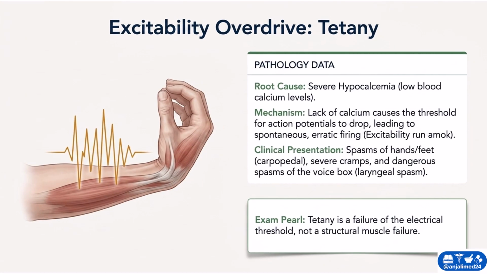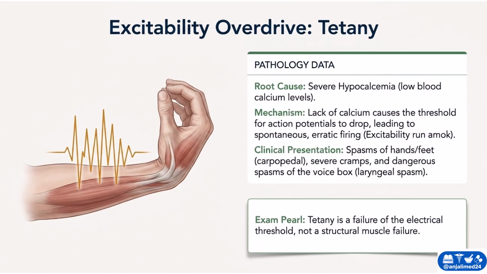Now let's look at what happens when muscle excitability becomes excessive, a condition called tetany. The root cause is usually severe hypocalcemia, meaning very low calcium levels in the blood. Normally, calcium helps stabilize nerve and muscle membranes, but when the calcium levels drop, the threshold for action potential also drops. As a result, nerve begins firing spontaneously and repeatedly, causing uncontrolled muscle contractions. This is basically excitability running out of control.